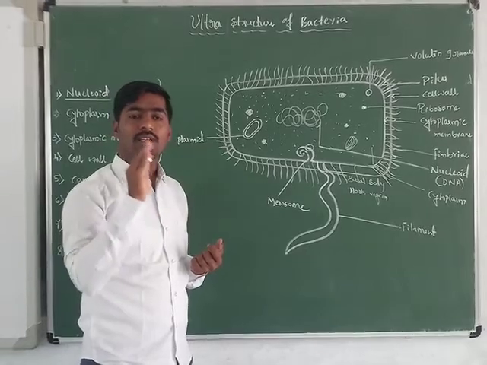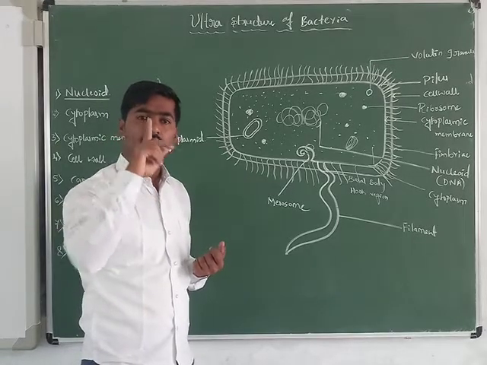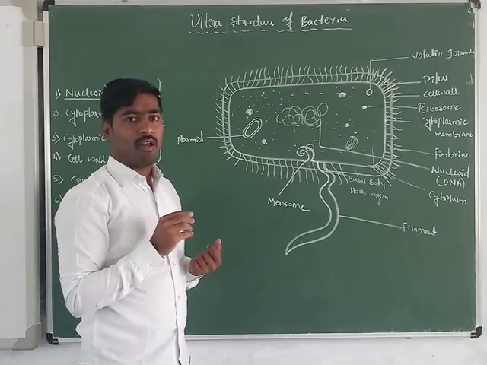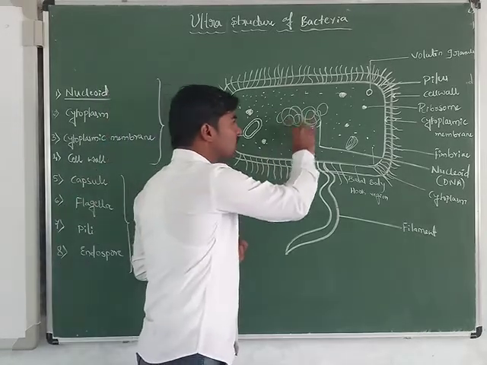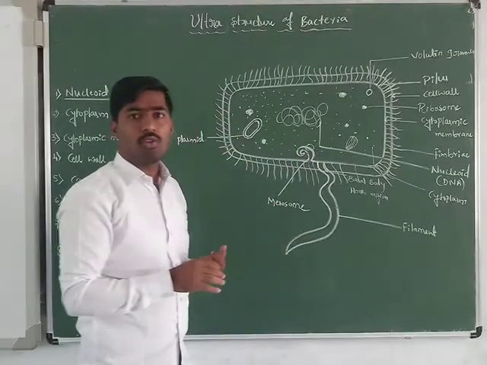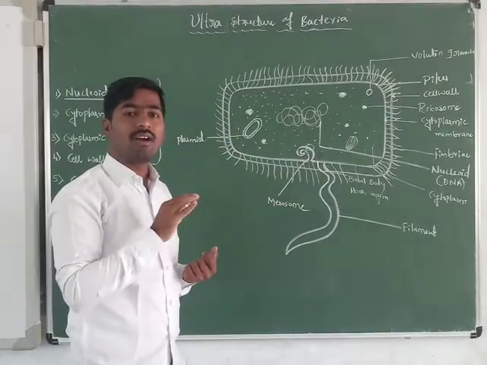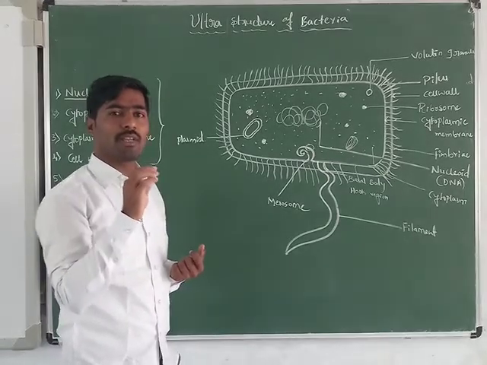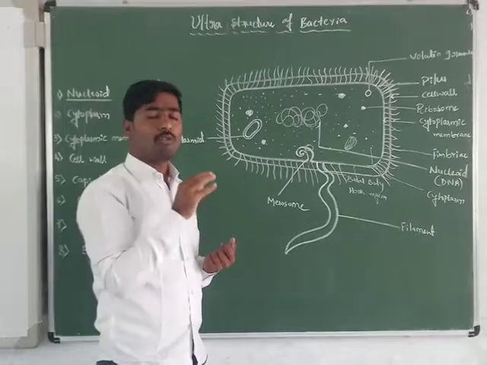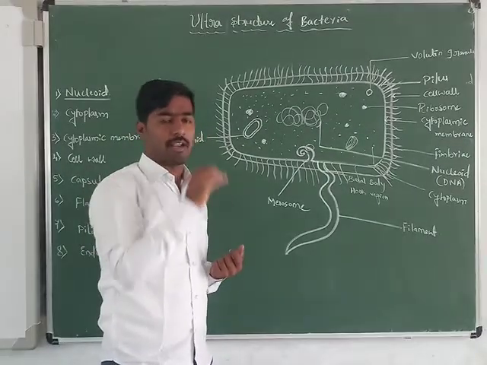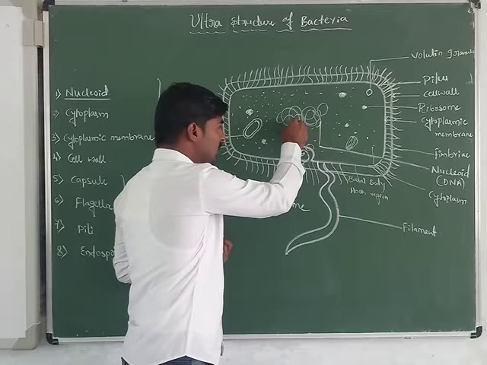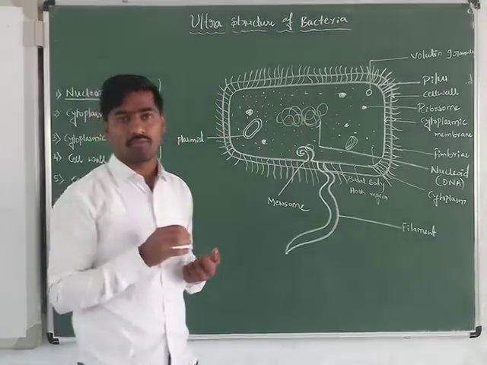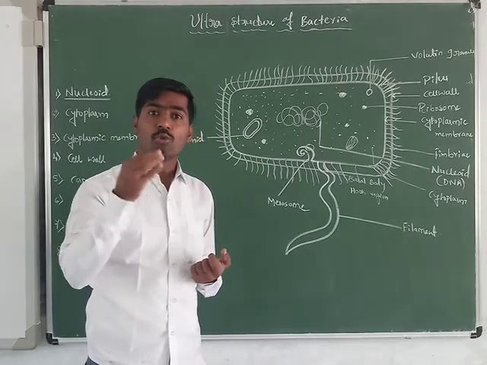A bacteria cell consists of only one double stranded DNA. This nucleoid does not have any nuclear membrane. The nuclear membrane is absent and the nucleolus is absent. This DNA is 1 mm long and it contains loops.